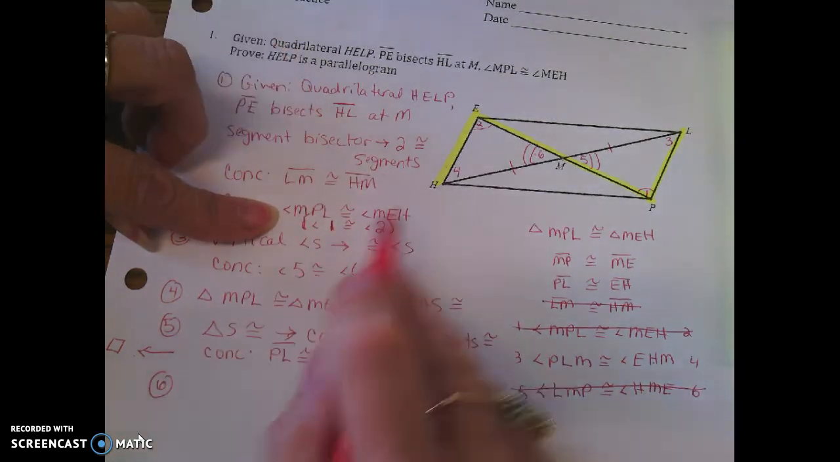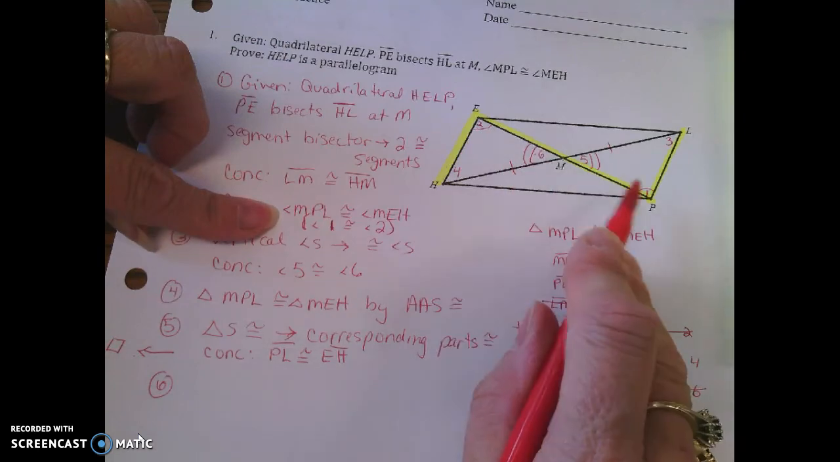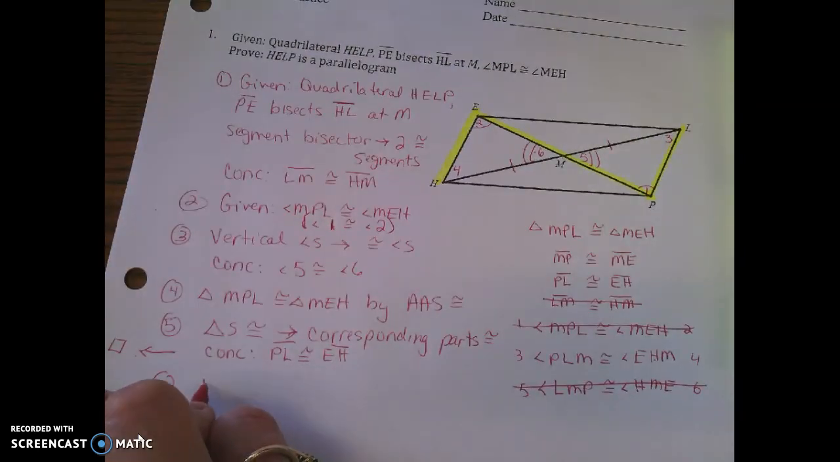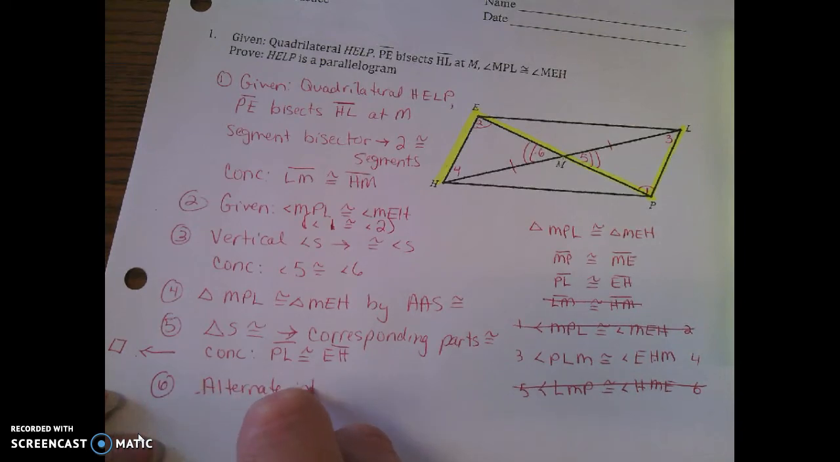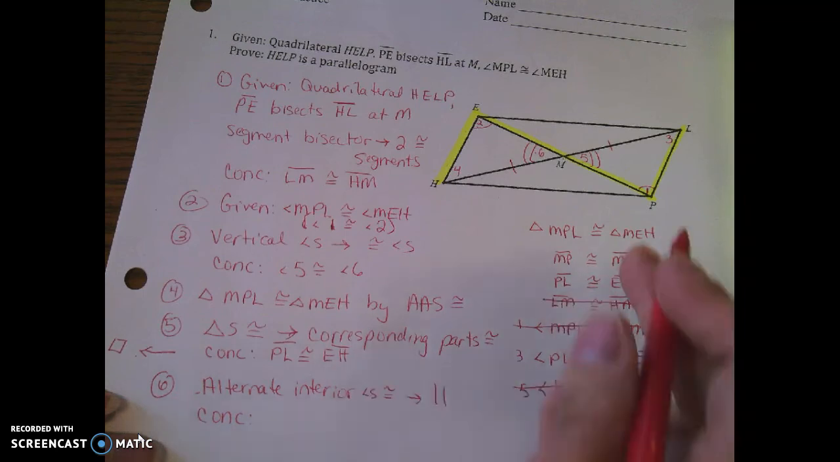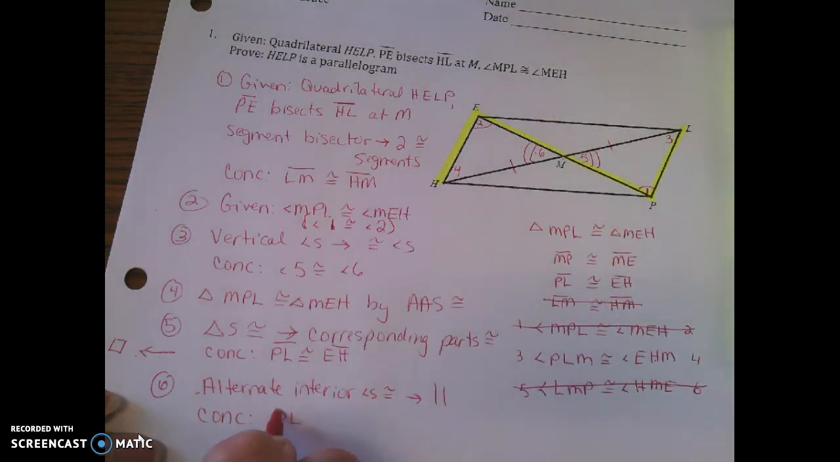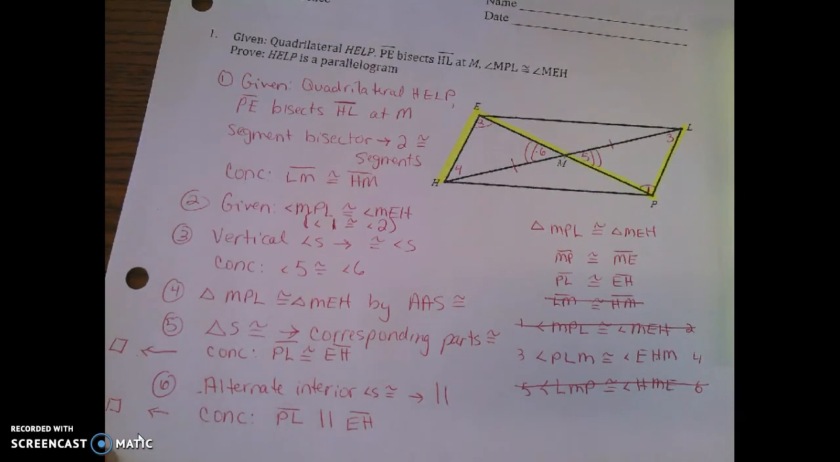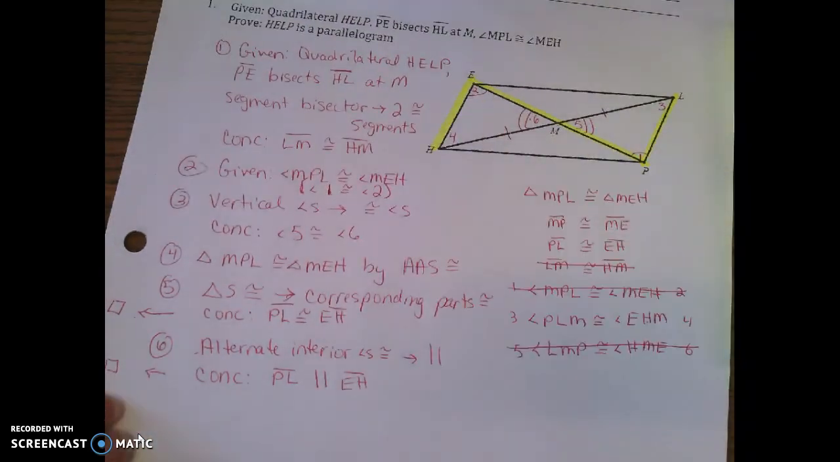So, if I have congruent alternate interior angles, then those same lines are parallel. So if alternate interior angles are congruent, then I know I have parallel lines. So now I also get to conclude those same highlighted lines, line segment PL is now parallel to line segment EH. This is the other part I needed to prove the outside is a parallelogram.